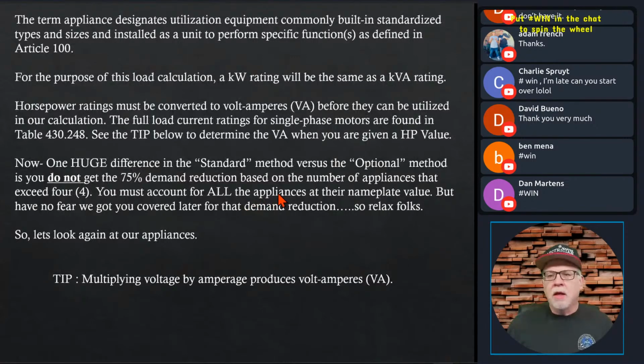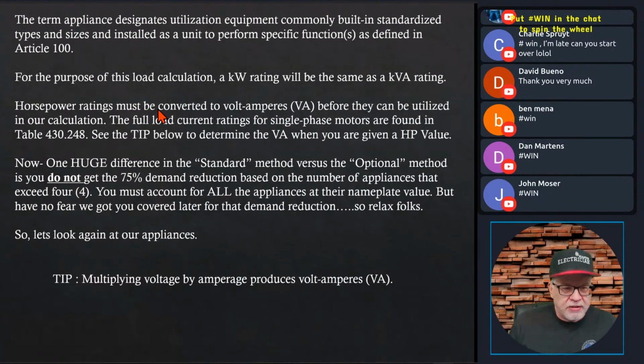All right. Okay, so appliances. Utilization equipment commonly are built in standard sizes, okay? And that is a defined term, by the way.